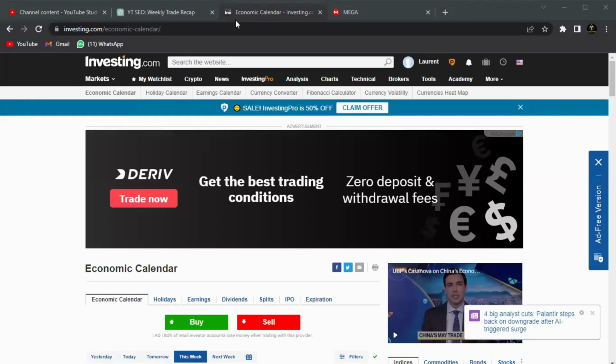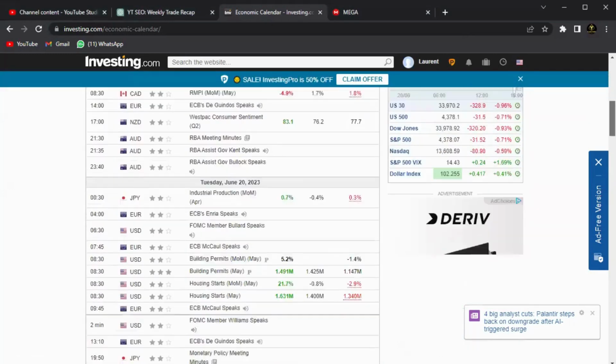So we're going to start off today's session. In today's session, we're going to go over the fundamentals of the week and the market updates, what has happened since the markets have opened and what we should be anticipating to see play out for the rest of the week. So starting off, we're going to start off with the fundamentals.